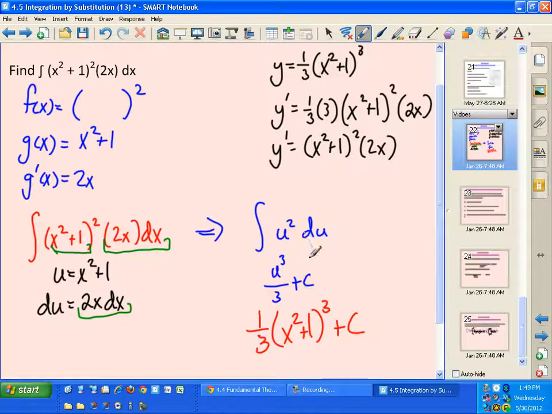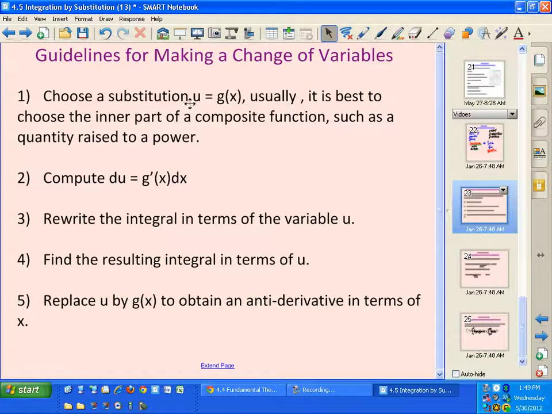So you'll see that when I took the derivative and did the antiderivative of it, I basically got the same thing. We have some guidelines that go along with this, and the guidelines are: pick your u value, that's your inside function, then take the derivative of it, rewrite it, find the resulting integral with respect to u, and then plug back in.